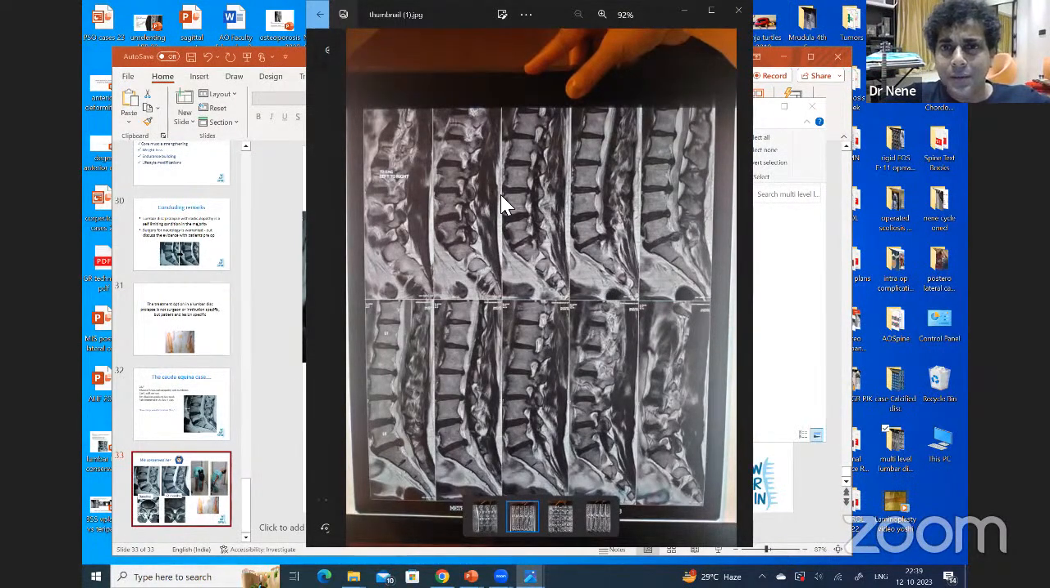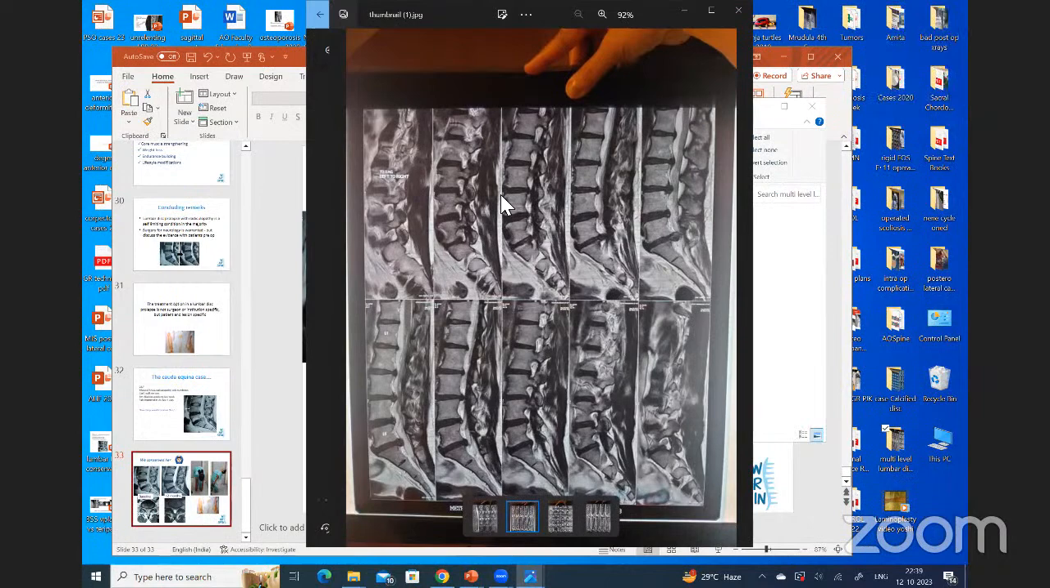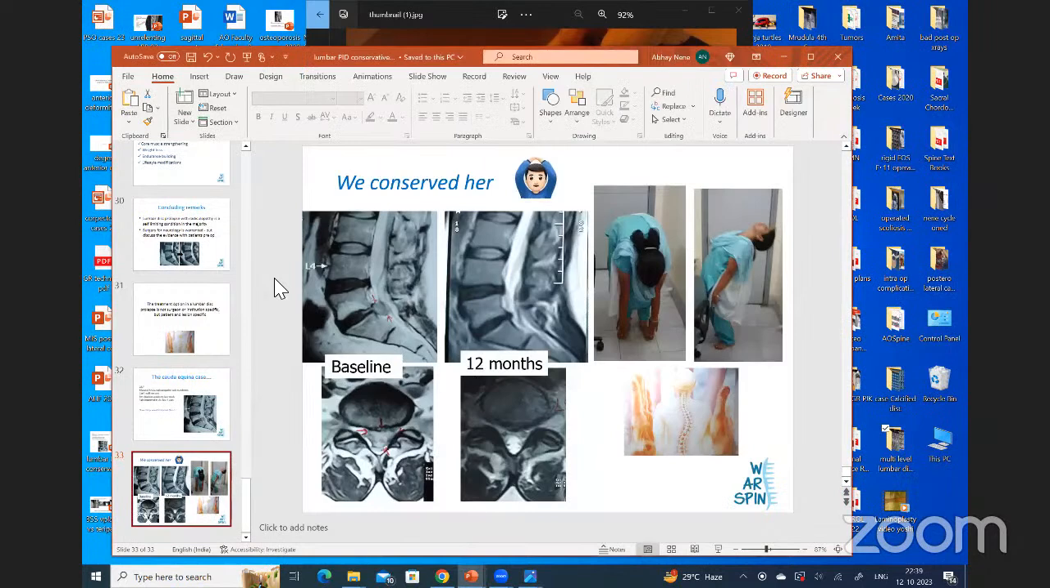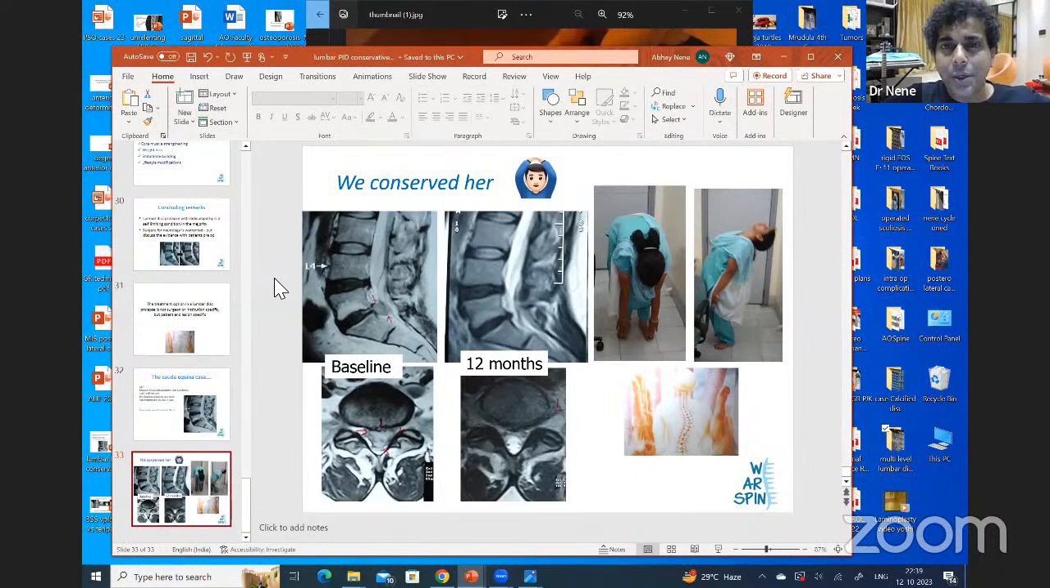Yes, Shadan. Sir, I saw a slide where I've written "conserved" and it has the pre and post images. Sir, what exactly conservative treatment have you given us, sir? So nothing, just time and reassurance and vigilance.